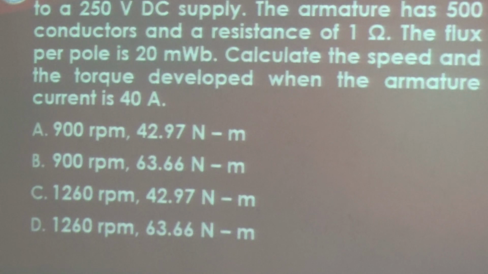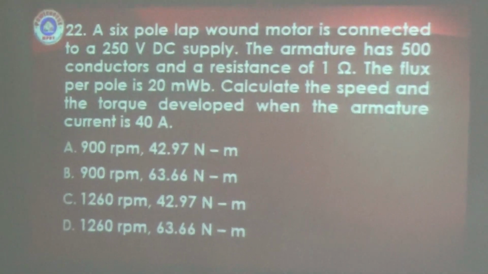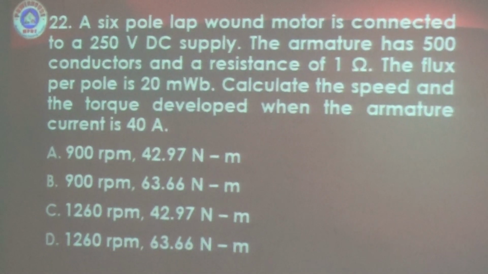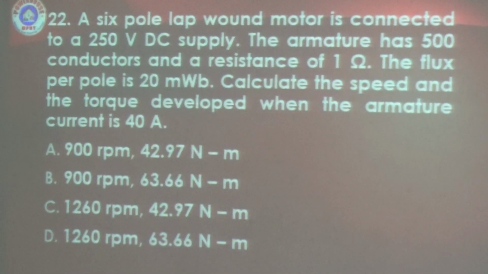Okay, number 22. A 6-pole, black moon na motor is connected to a 250 volts DC supply. The armature has 500 conductors and resistance of 1 ohm. The flux per pole is 20 milliweber. Calculate the speed and torque developed when the armature current is 40 amperes.